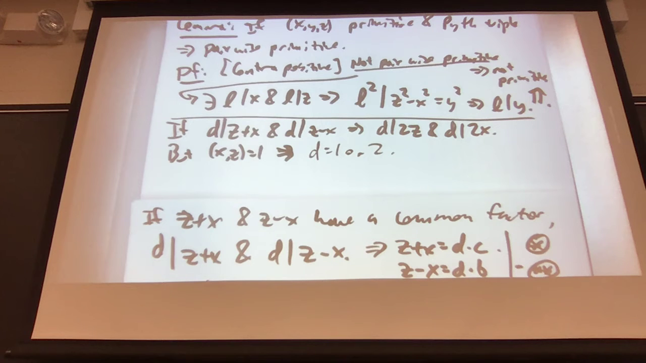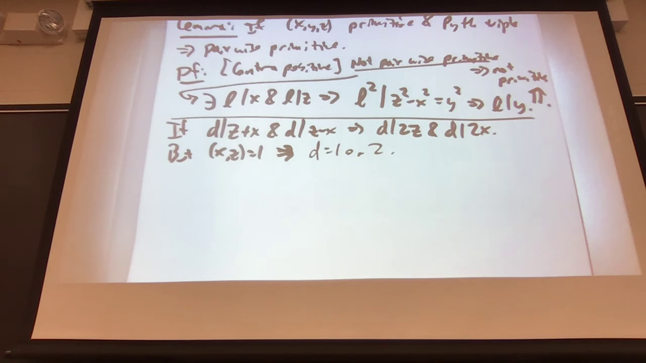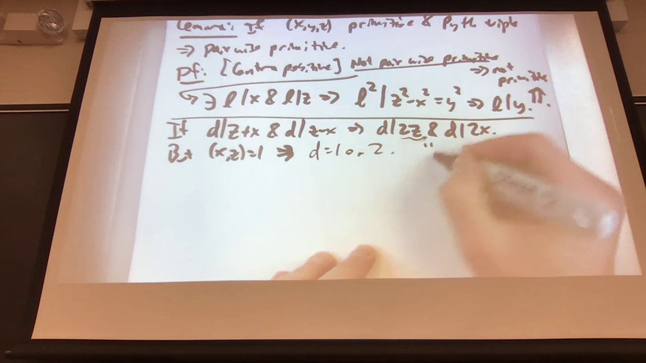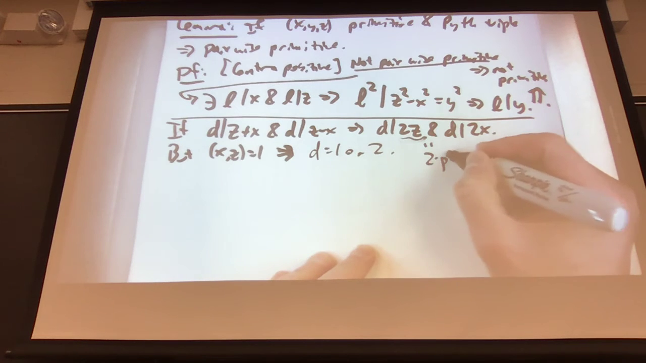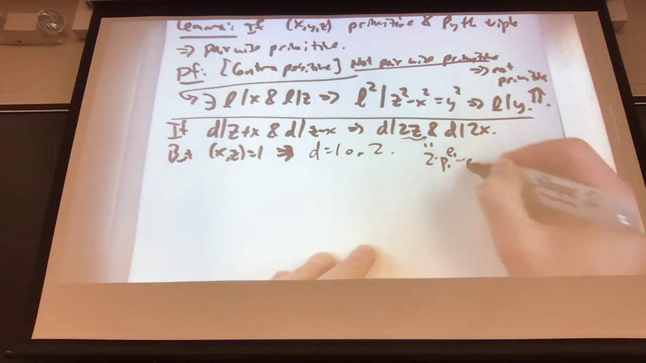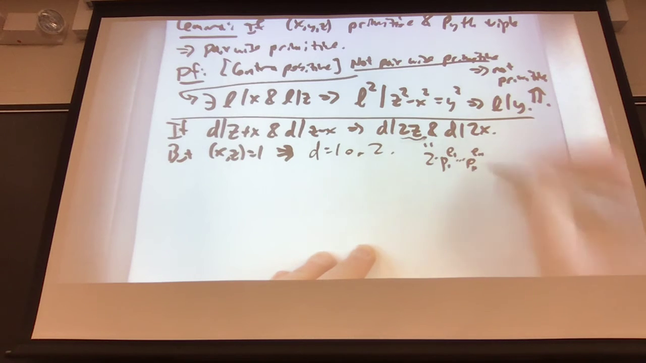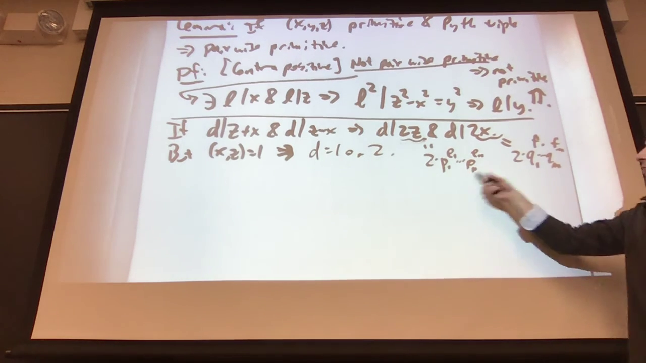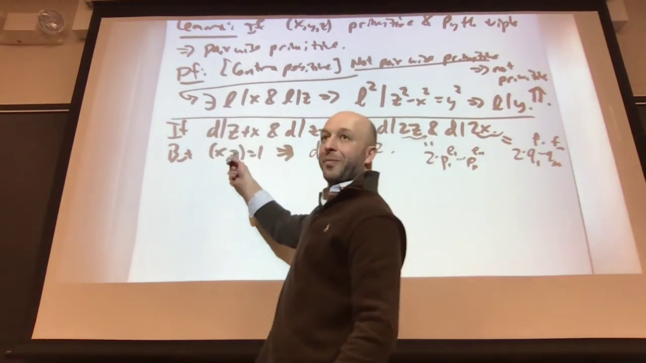Does that make sense? If you just think about the prime factors, so let me move this. If you just think about prime factors, this is equal to 2 times a bunch of primes to their powers, p1 to the e1, pn to the en. And this is 2 times, let's say, q1 to the f1 and qm to the fm. But the p's and q's are all different because x and z are coprime.